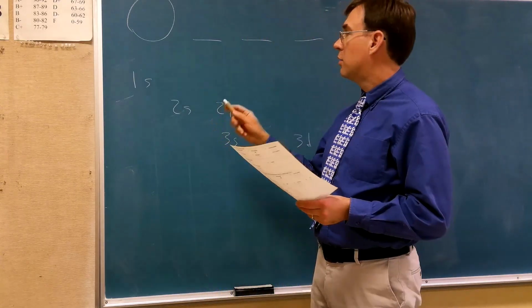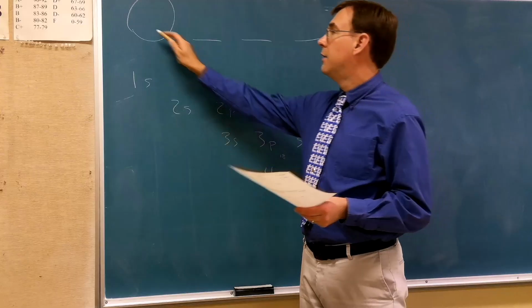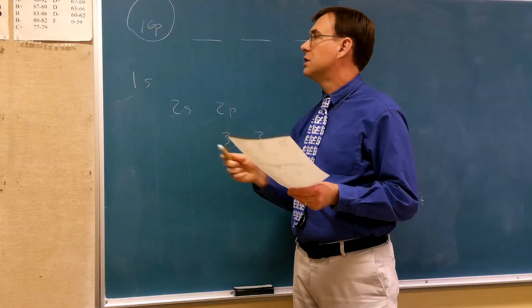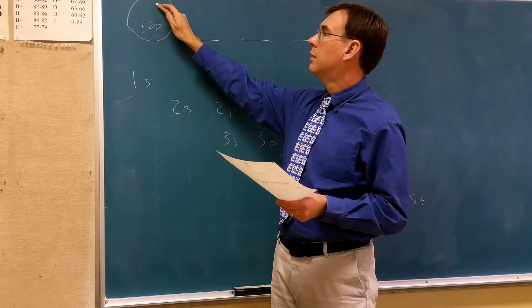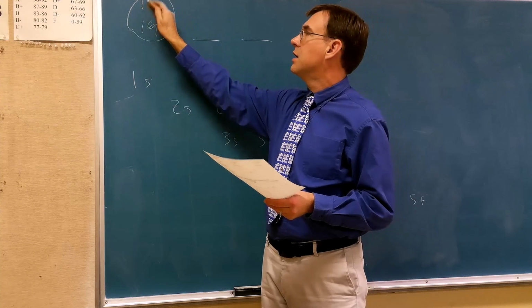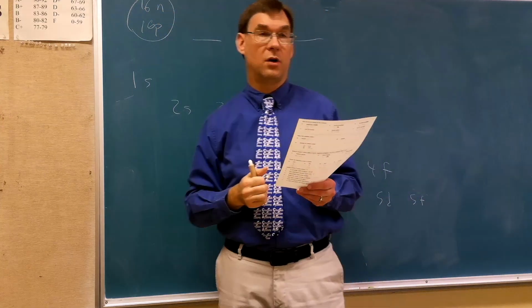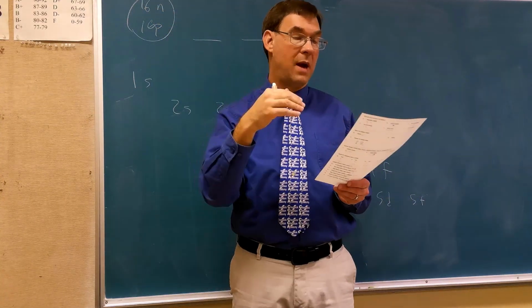Tells you 16 protons. Where do those live? Inside. In the nucleus. So 16 protons in there. Who else is in there? Neutrons. How do you know that the 16 is the number for neutrons? You subtract the 32 minus 16.